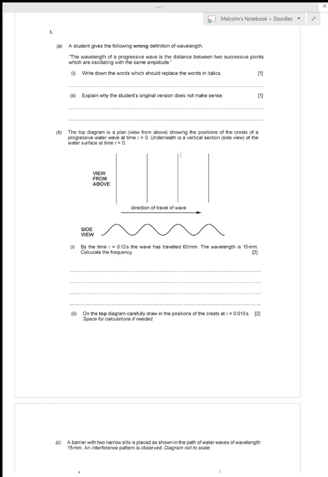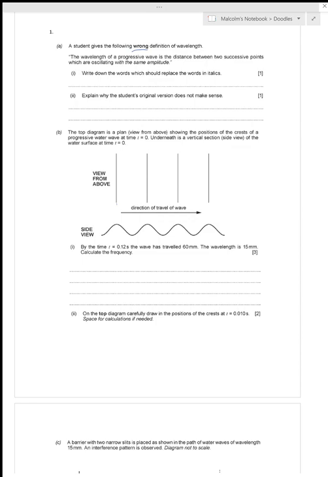Right, this is Lepton, and it's question 1. So let's get stuck in. This definition we're given here is wrong. So write down the words that should replace the words in italics.